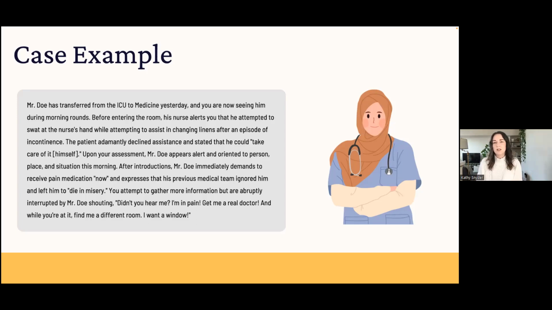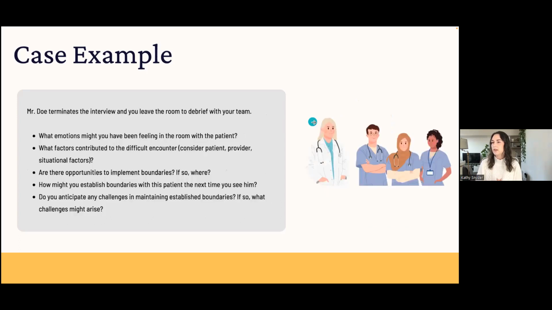And we're trying to get some more information about his pain, but he just won't let us talk. He interrupts and he says, didn't you hear me? I'm in pain. Get me a real doctor. And while you're at it, find me a different room. I want a window. Apparently he doesn't have a window. So he terminates the interview. He does not want to talk. He wants you to go out there and give him some pain medication.